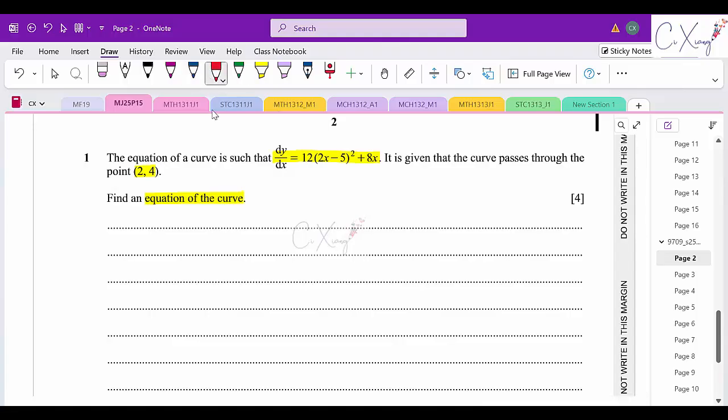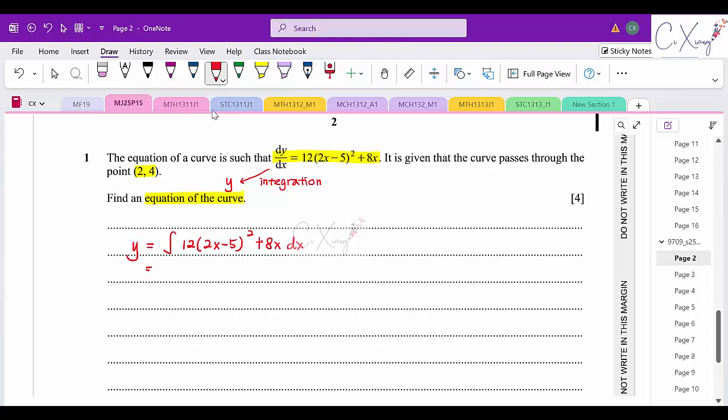So to find the equation of the curve, basically it is the y, right? To get the y from the dy/dx, you have to apply integration. So for this question, we have to apply integration. To get the y, you have to integrate dy/dx. Here the dy/dx I'm having is 12(2x - 5)^2 + 8x.